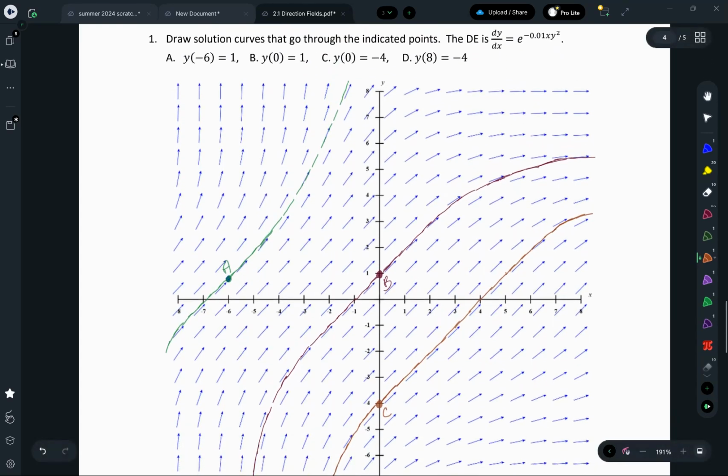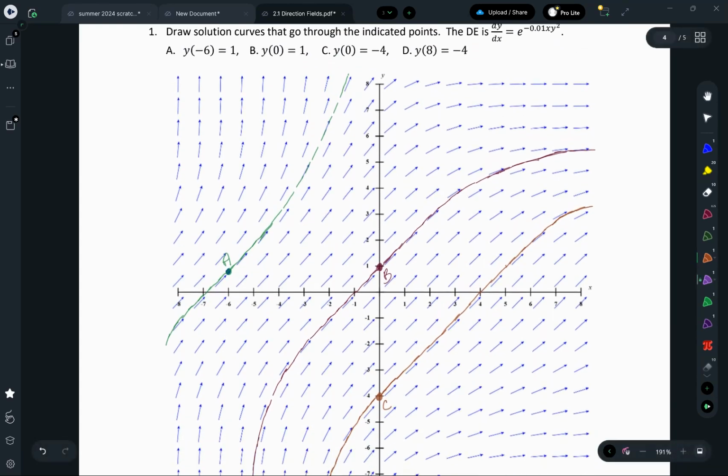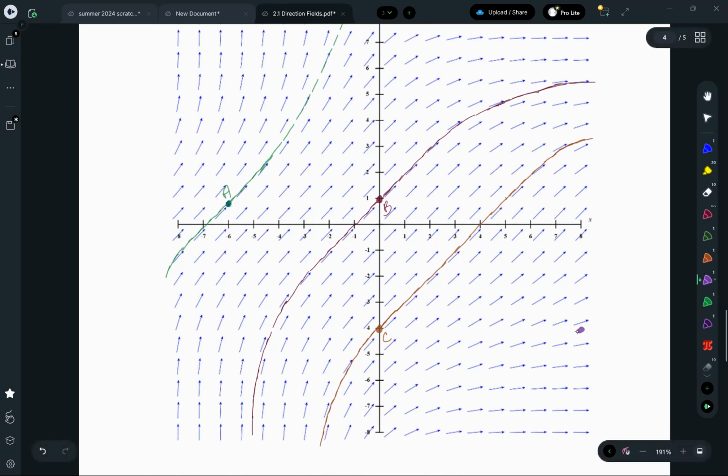The last one is D, and that one says that y of 8 is -4. So when x is 8, y is -4. That's about down here. This one's interesting. I can really only go to the left, because on the right, I run out of graph. So this is good enough. And this is what I'm talking about.